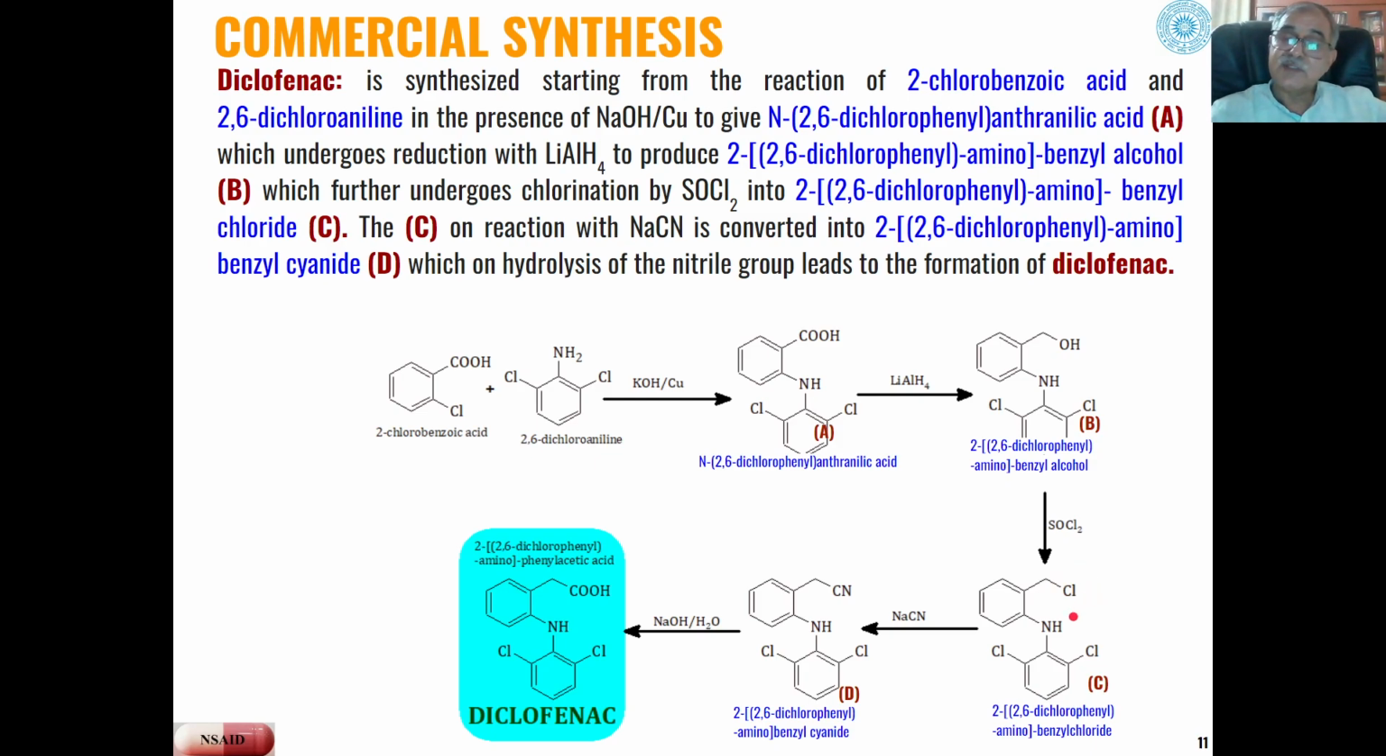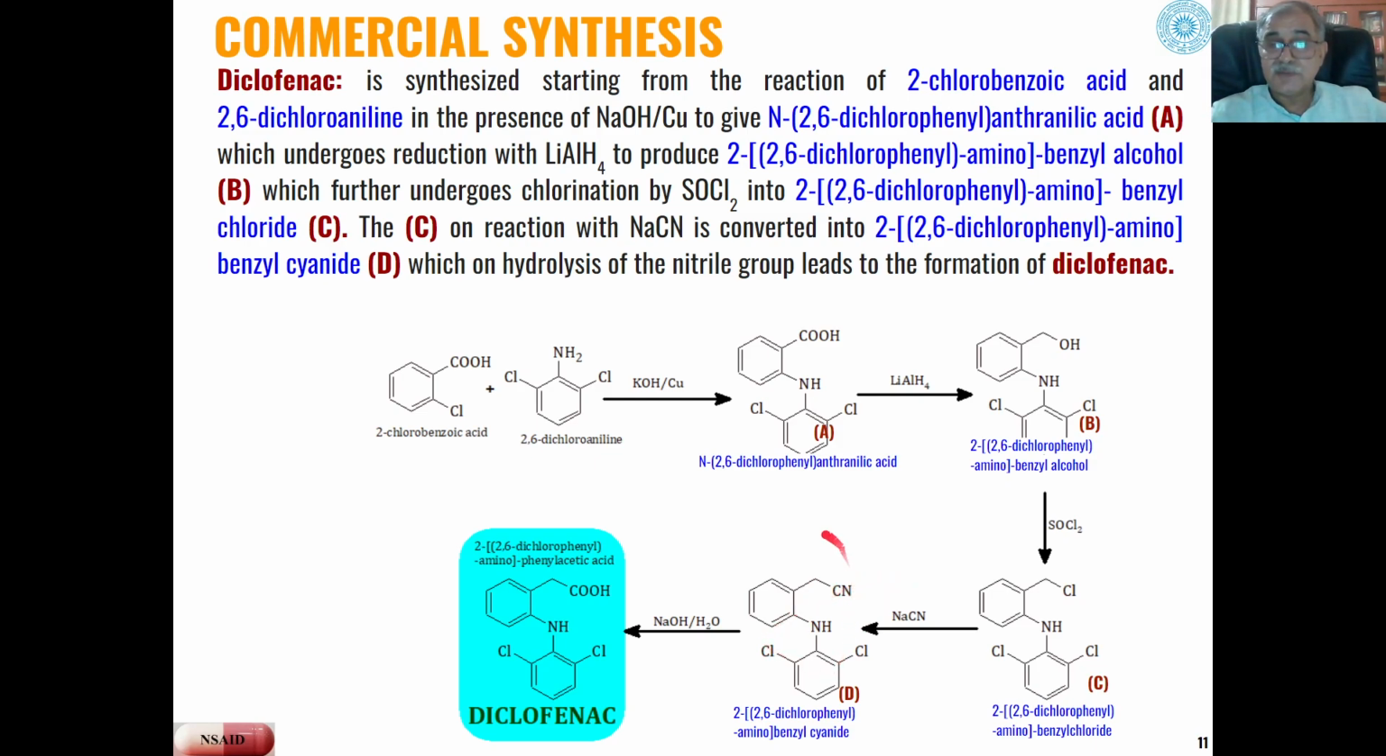Then again this will undergo nucleophilic substitution reaction. This will act as a nucleophile, attack this carbon, Cl will be removed from here, Na from here, NaCl will be removed, and CN nitrile will get attached to this carbon. We will get the corresponding cyanide, benzyl cyanide will be formed.